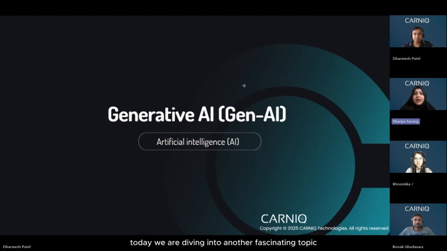Today, we are diving into another fascinating topic: generative AI. With AI becoming increasingly popular, you've likely heard the term before. But what does it really mean?